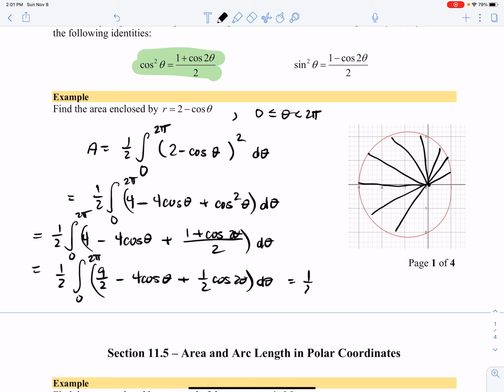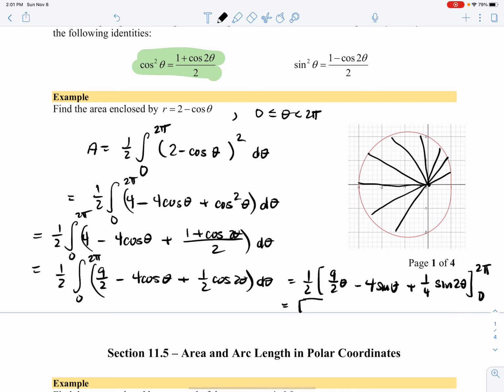So we have 1/2. The antiderivative of 9/2 is 9/2 theta. The antiderivative of 4 cosine theta is 4 sine theta. And the antiderivative of 1/2 cosine 2 theta is, well, the antiderivative of cosine 2 theta will be sine of 2 theta over 2. So that becomes sine 2 theta over 4. And that gets evaluated at 2 pi and 0.